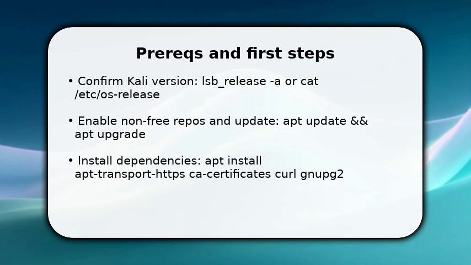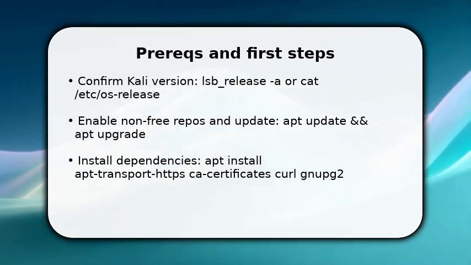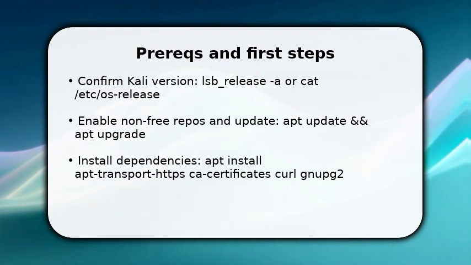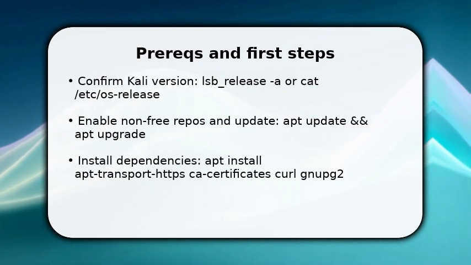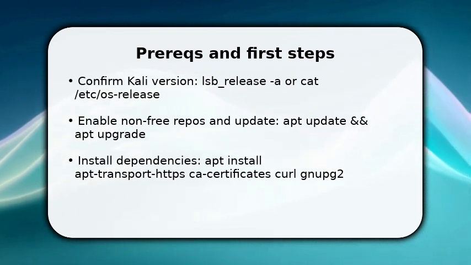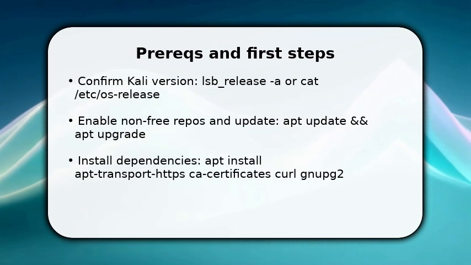You start by verifying your Kali release and enabling non-free repositories because Docker needs up-to-date packages and kernel support. Next, add essential packages: apt-transport-https, ca-certificates, curl, and gnupg so you can securely add Docker's repository.